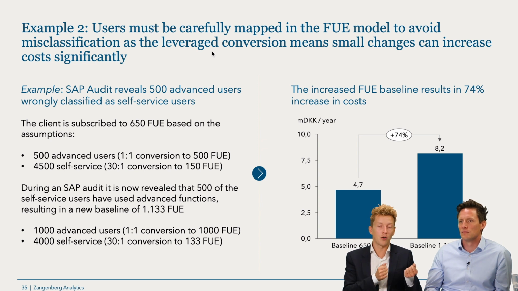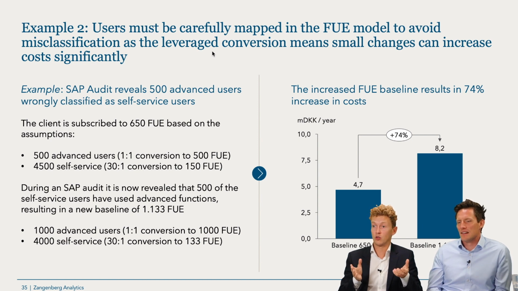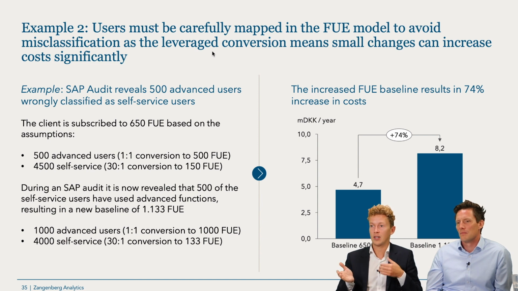That has always been a risk in SAP, but in this case, because it in the end just converts into an FUE, and you have, for instance, self-service users converting with 30-1, whereas advanced users are converting with 1-1, then having SAP count this in the high bracket means just a few hundred users will be converted basically 1-1. The FUE will have a very, very large dependency on the price itself. Yeah. This has always been a risk.